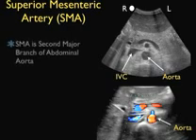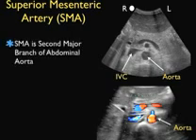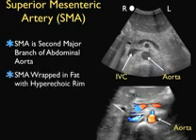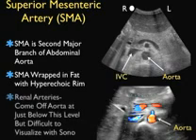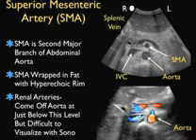Next, let's turn to a discussion of the second major branch of the abdominal aorta, known as the superior mesenteric artery, or the SMA. Now, the SMA is wrapped in fat and has a bright or hyperechoic rim on bedside sonography. The renal arteries come off the aorta just below the level of the SMA, but may be difficult to visualize with sonography. But it's important to realize that most AAAs are going to be infrarenal, so this portion of the aorta is where we need to closely examine for abdominal aortic aneurysm.